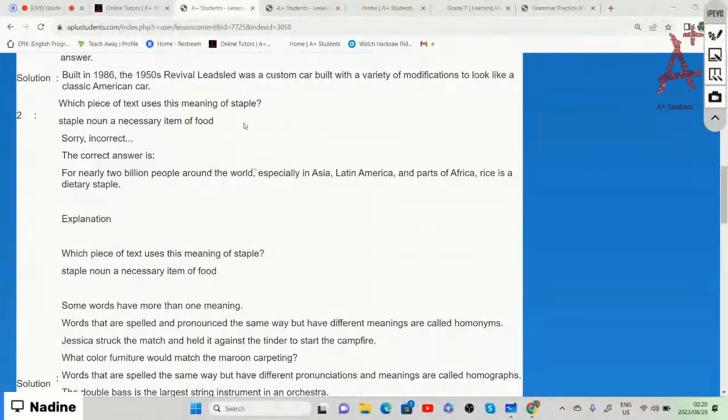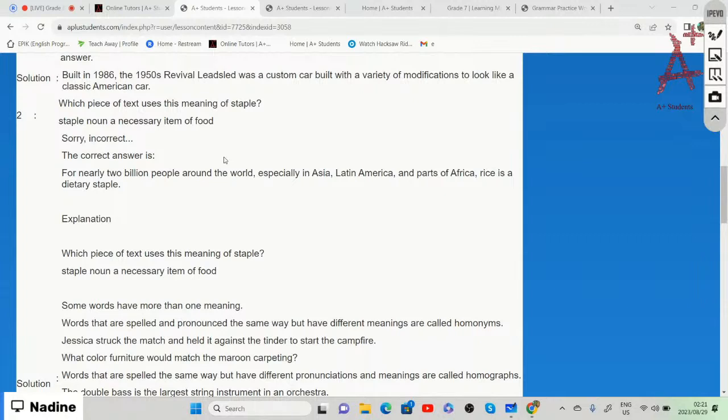All right, so now they are asking which piece of the text uses the meaning of the word staple, right? We first went over which of the texts use the word custom, and now we're going to look at the word staple. Staple can be an item of food. Or staple can be a material thing that you use to bind things, when you use a stapler, right? So that is already two meanings of it.